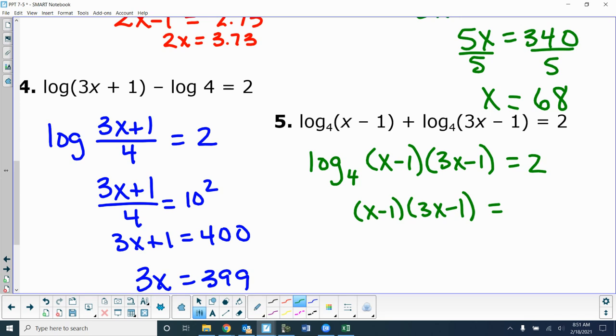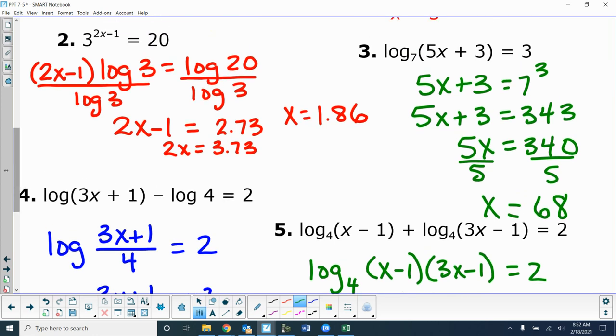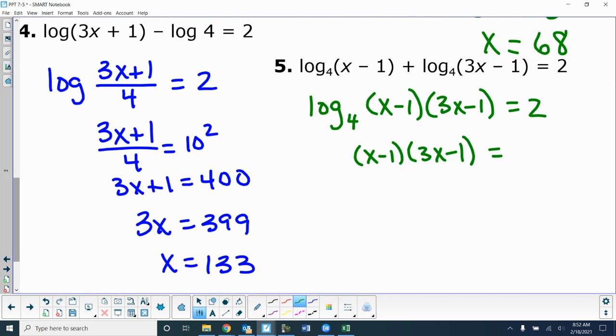Well, there's a 2 now, but when I get rid of this log, it's not 2 anymore. Quit zoning out on me. Sorry. Look, this was a 10, so we said 10 squared. 4 squared. Yeah, this was a 7. We went 7 cubed, right? So whatever the base is goes to that power.